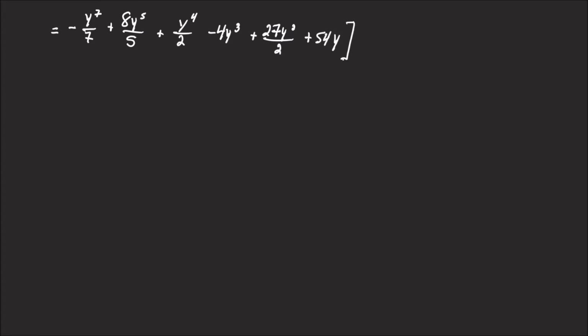So this will evaluate to negative y to the 7th over 7, plus 8y to the 5th over 5, plus y to the 4th over 2, minus 4y cubed, plus 27y squared over 2, plus 54y. And then that will be evaluated from y equal to negative 2 to 3. And that will evaluate out to 2,375.